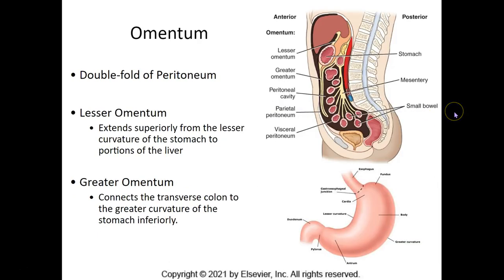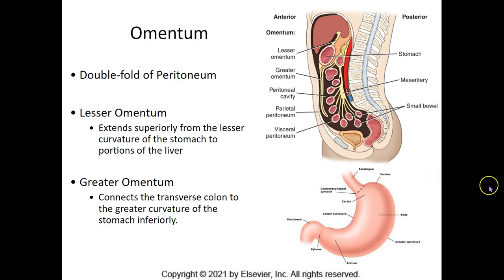Okay, next word is omentum. Omentum is another type of peritoneum. It's again a double fold of peritoneum that extends from the stomach to another organ. So we have two types of omentum. We have the lesser omentum, and guess what? That extends from the lesser curvature of the stomach to the liver.